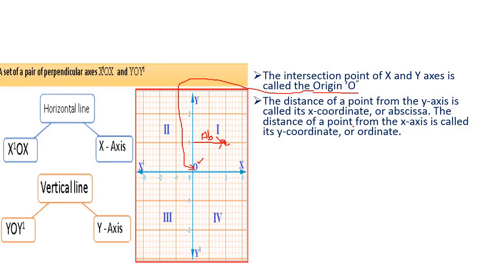Then the distance of a point from the x-axis is called its y-coordinate or ordinate. Let us draw the perpendicular distance. This perpendicular distance is called the ordinate. Ordinate is the perpendicular distance from the x-axis, and abscissa is the perpendicular distance from the y-axis.